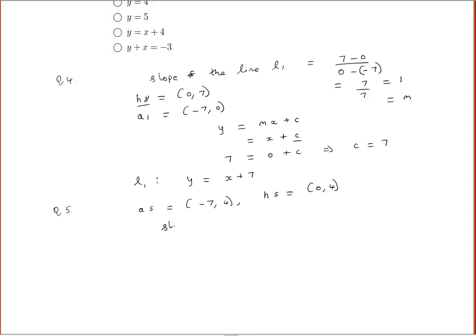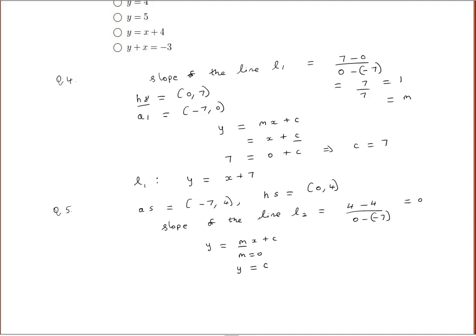So the slope of the line L2 will be 4 minus 4 by 0 minus of minus 7, which is 0 because the y coordinates are the same. So basically we can see that line L2 is parallel to the x-axis, so hence the slope is 0. So we write the equation of that line y equal to mx plus c, where m is 0. So that means we get y equal to c as the equation of the line.